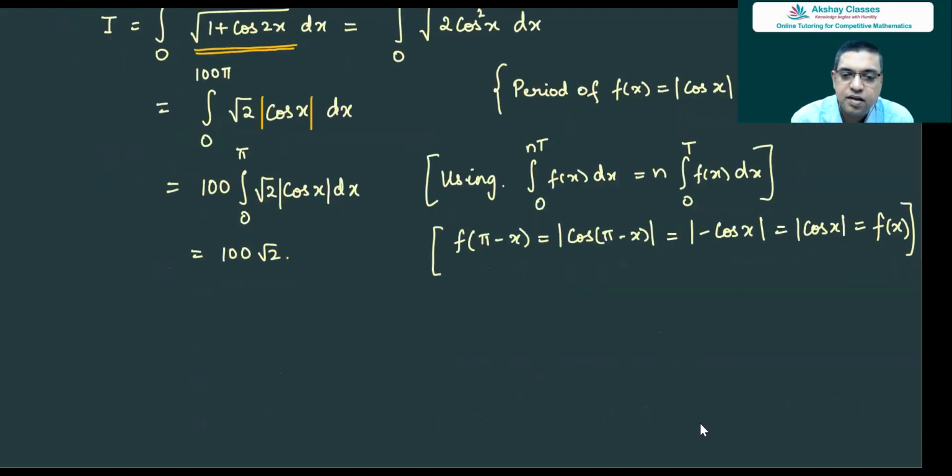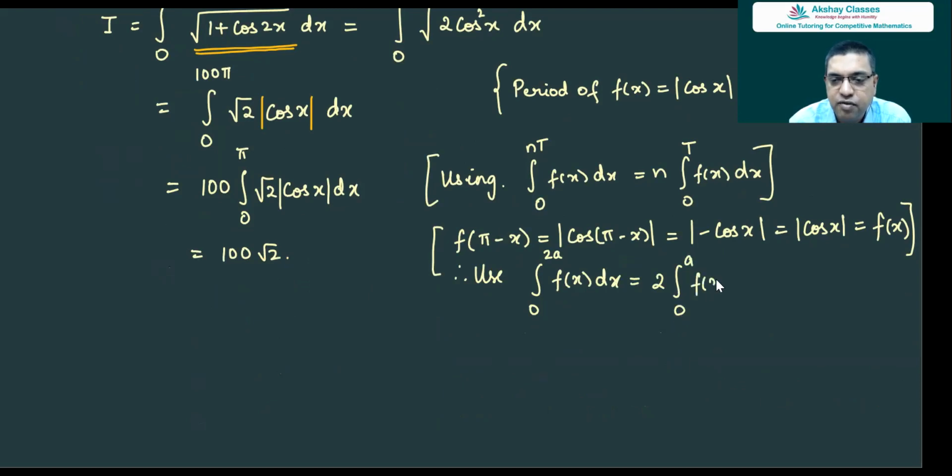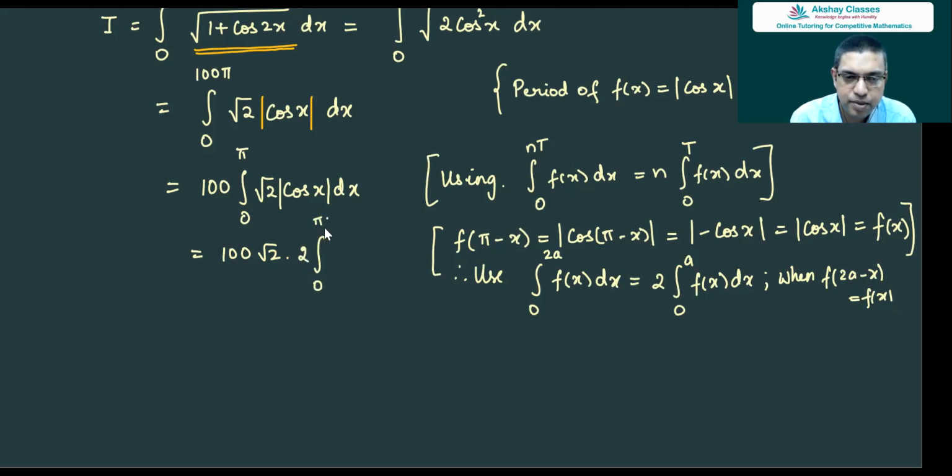Therefore use integral 0 to 2a f of x dx is twice of integral 0 to a f of x dx when f of 2a minus x is equal to f of x. So this is what I'm using here now. I will write this as 2 times integral 0 to pi by 2, because 2a is pi, so a will be pi by 2. So twice of integral 0 to pi by 2 modulus of cos x dx.